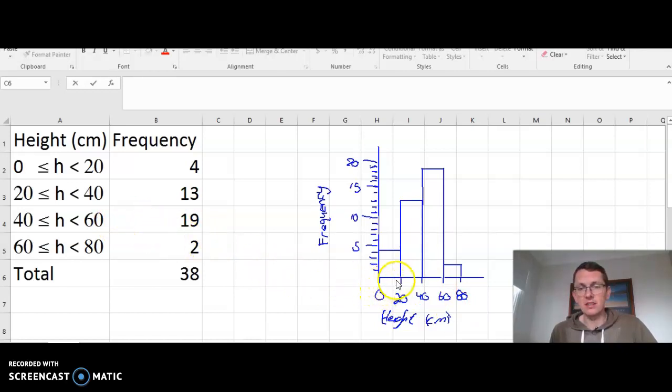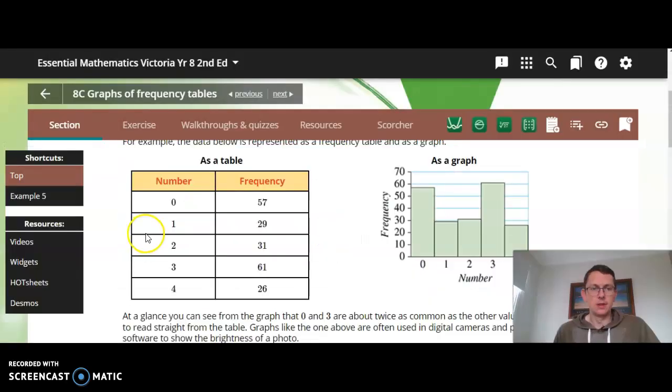Note that these ticks on the side of each of these boxes indicate what this box starts with and includes on the left, up until that number, but doesn't include that number. So if I had someone who measured 40 centimeters, they would be put into this one, not the one on the left. So for discrete numerical data, we can have frequency tables like this.